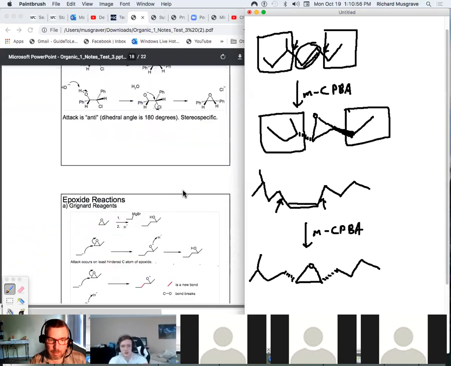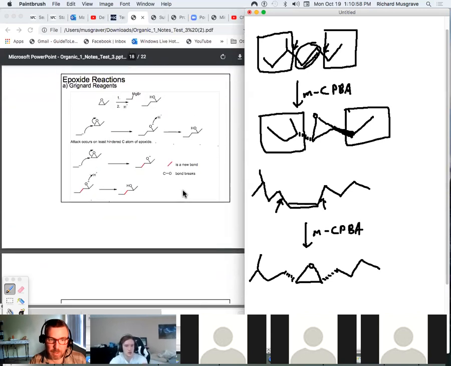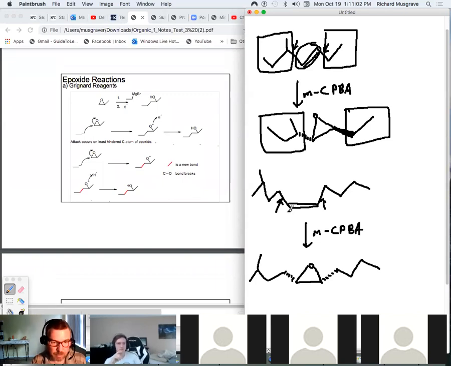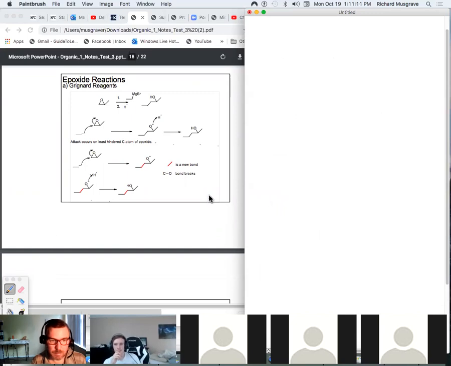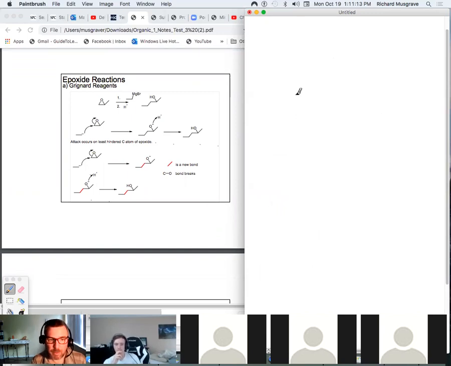I'm not going to worry about that. Let's look at epoxide reactions for Grignard reagents. So this is, I'm going to juxtapose this with something we've already seen.